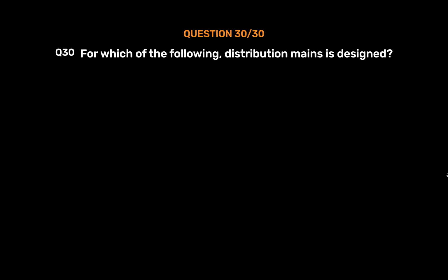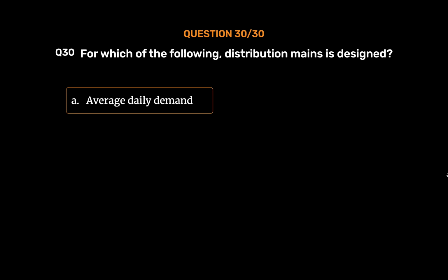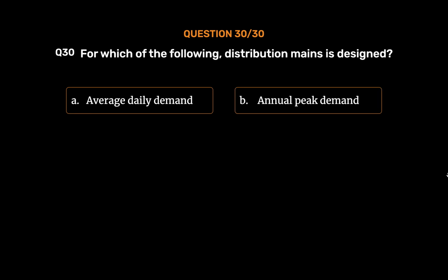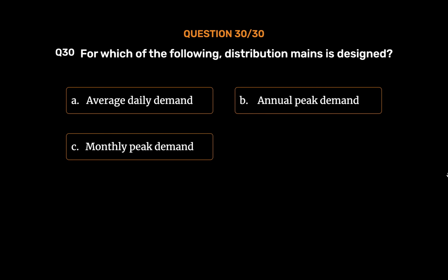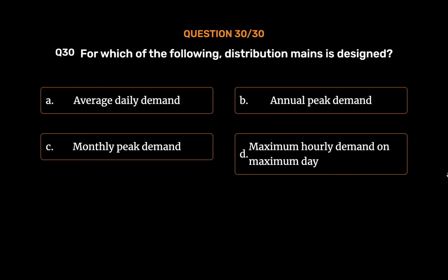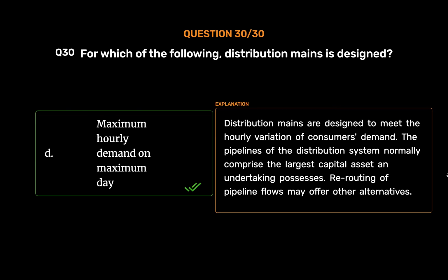Question number 30. For which of the following distribution means is designed? Option A. Average daily demand. Option B. Annual peak demand. Option C. Monthly peak demand. Option D. Maximum hourly demand on maximum day. The correct answer is Option D. Maximum hourly demand on maximum day.